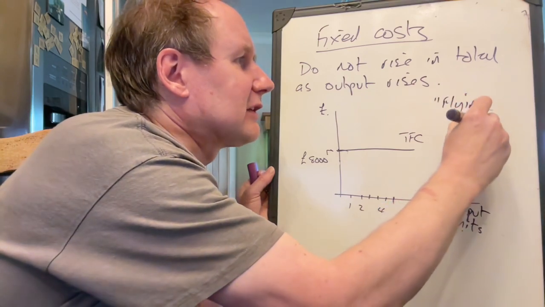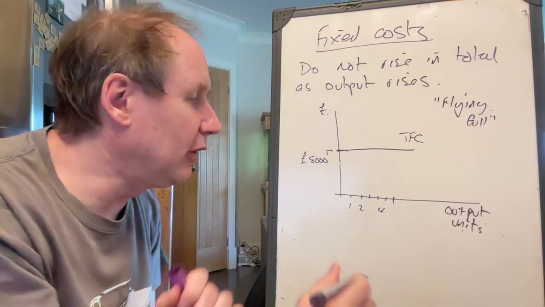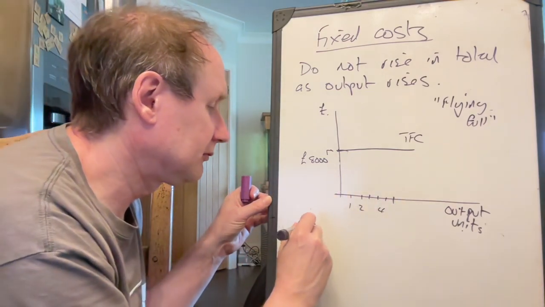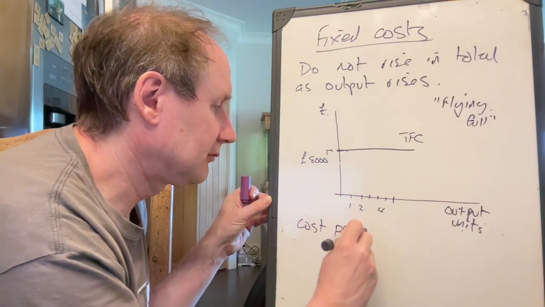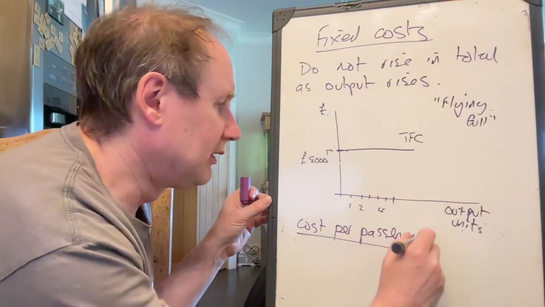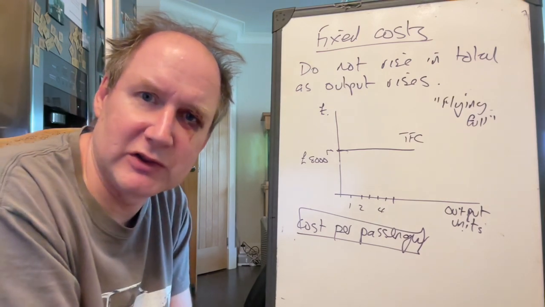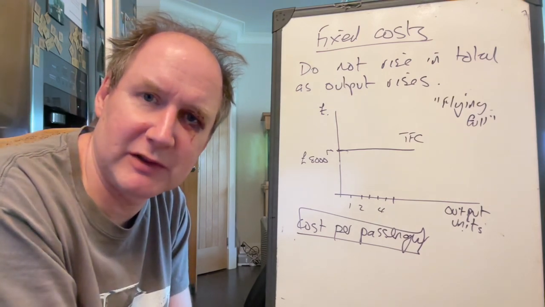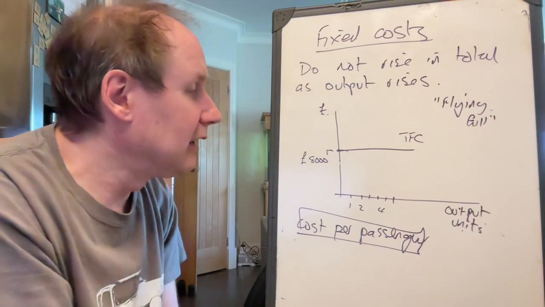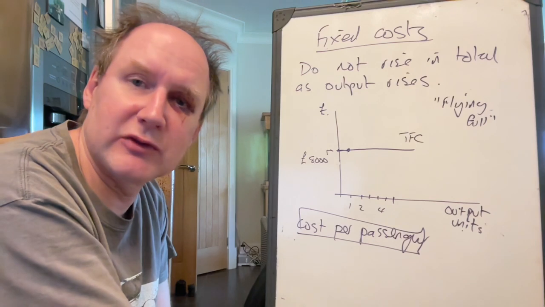And the reason is, if that plane is full, the cost per passenger is much lower. It's £8,000 in total, but if you've got more passengers, the cost of flying an average passenger is much lower. If you have one passenger, the cost per passenger is £8,000.